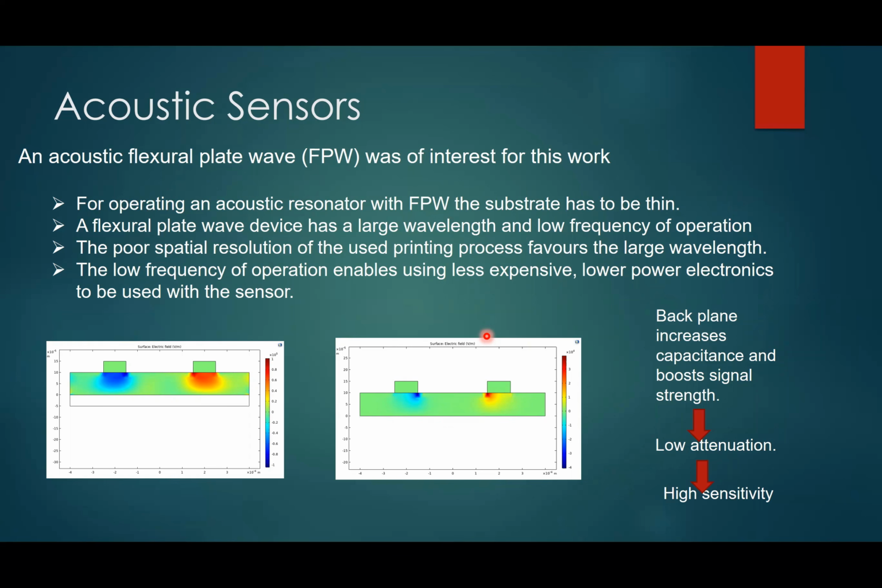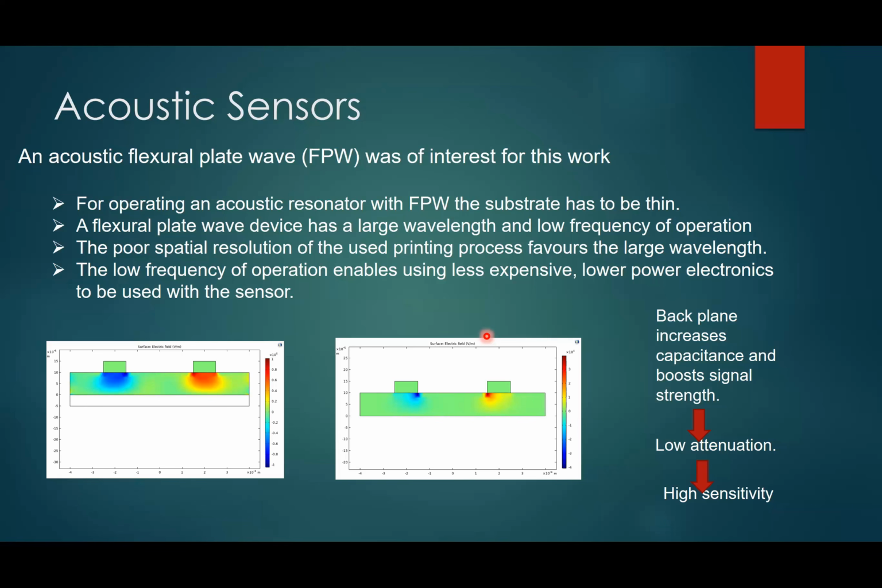Once we have our film and we know how to print on it, and what pre-printing process we need to do before printing the silver layer, we needed to design our acoustic sensor. We wanted to go with the flexural plate wave mode because it is highly sensitive. It has more sensitivity for gas sensing than the other modes. And if you see, most people make gas sensors with surface acoustic wave mode.